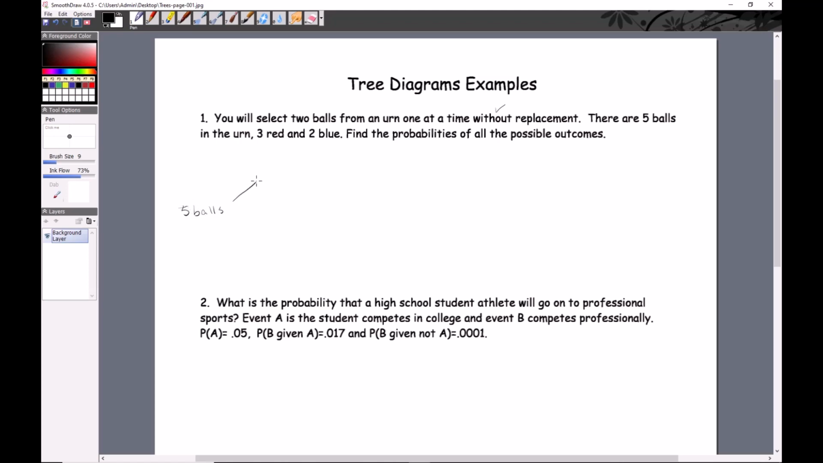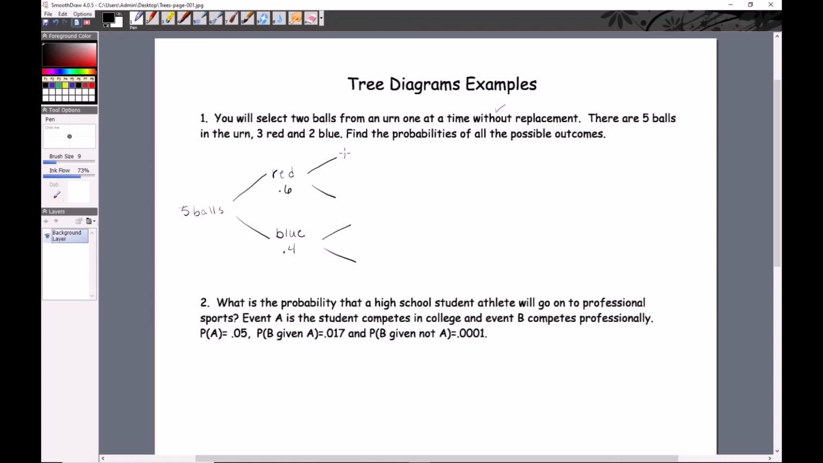So let's just say we'll start out here with 5 balls. And we'll do a split. Let's say that the first one we pick is red. Well, there's 3 red out of 5, so that's going to be 0.6. The other option would be that we pick a blue. There's 2 out of 5, so that'll be 0.4. See how they add up to 1? They're supposed to. Then we'll branch off of here, and we'll branch off of here.